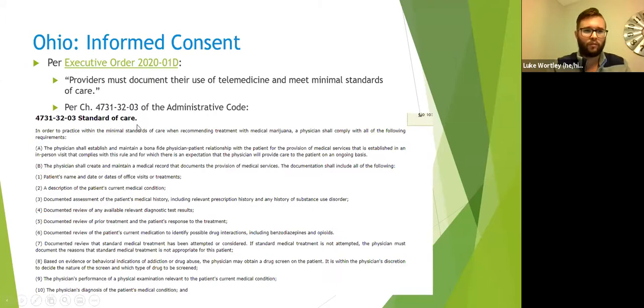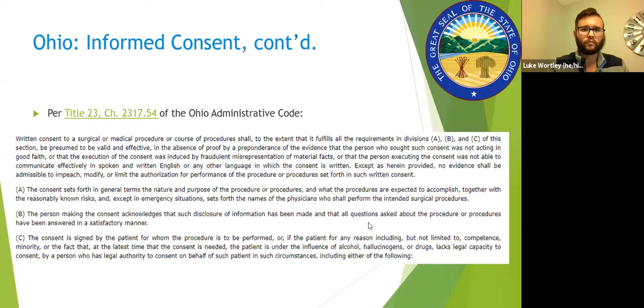And if you want to know what the minimum standards of care are, many of those are probably best found under the language surrounding medical marijuana in section 4731, 3203 of the Ohio Administrative Code. That even gives you 10 stipulations to create and maintain a medical record that documents the provision of any medical service, not just any kind of medical marijuana, but any kind of medical service that are pursuant to the minimum standards of care that are found elsewhere in the administrative code.